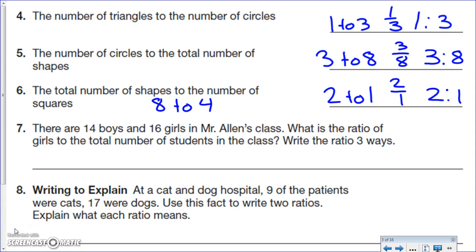For number 7, there are 14 boys and 16 girls in Mr. Allen's class. What is the ratio of girls to the total number of students in the class? Write the ratio 3 ways. So we know there are 16 girls, and we know if we add all the students together, we get 30 students. So first we're going to write the ratio as is, and then we're going to simplify.